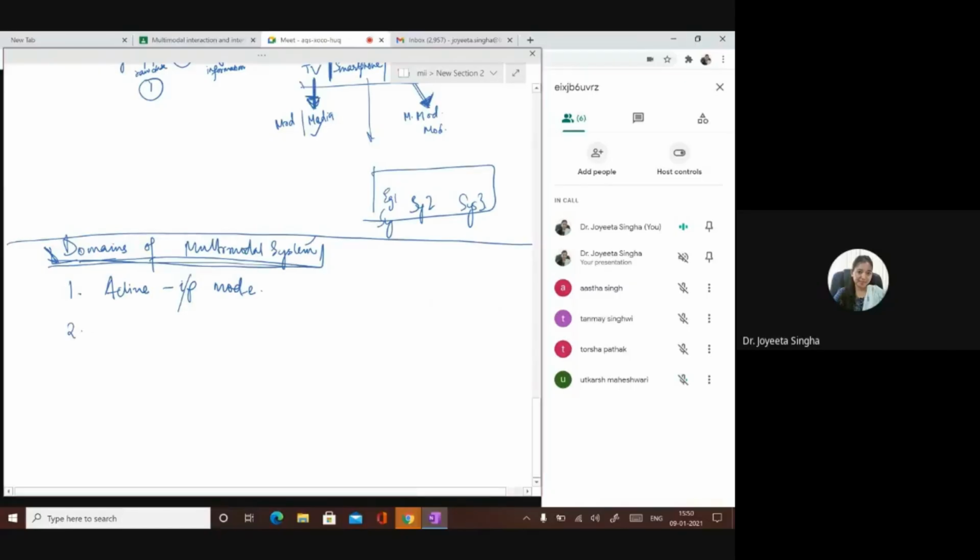Now, active input mode. There are three types, or three domains, of multimodal system that we will be discussing. Active input mode, passive input mode, and third is the virtual environment.